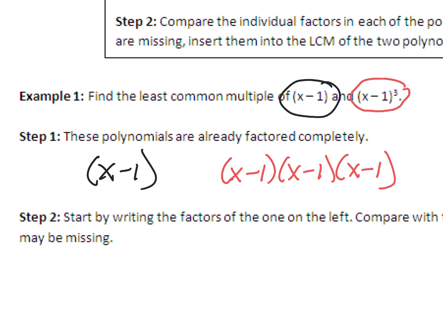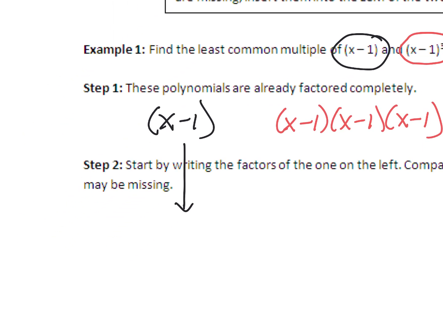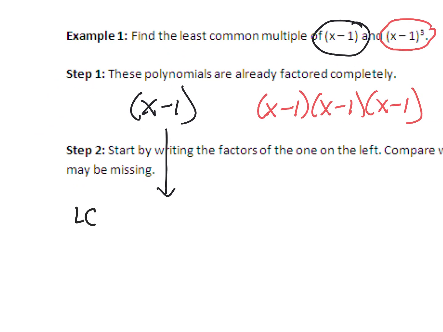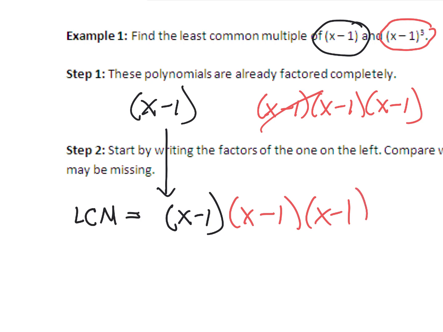Step 2, I always grab what's on the left. So winner, winner, chicken dinner, that's going to be a part of my answer. X minus 1 is going to be in there. I already have part of my answer correct. And I just need to insert the factors from the right, in this case in red, that are missing. So notice I already wrote down one of the x minus 1s. There's already one there. So I just got to ask myself, what am I missing to get back to this? Well, if I wrote down one of them already, I just need 2 more. So it's x minus 1 to the 3rd power. That is the LCM or LCD.